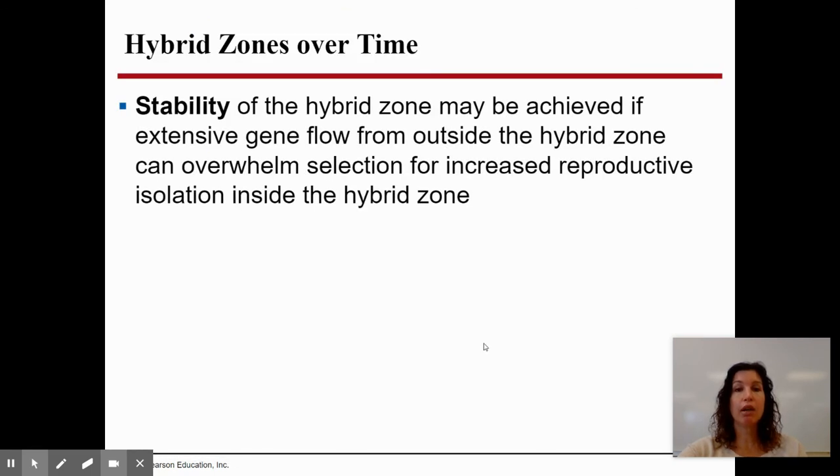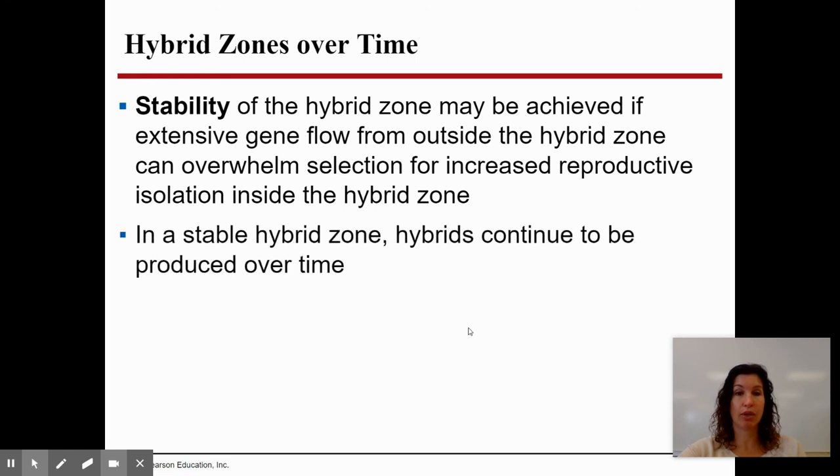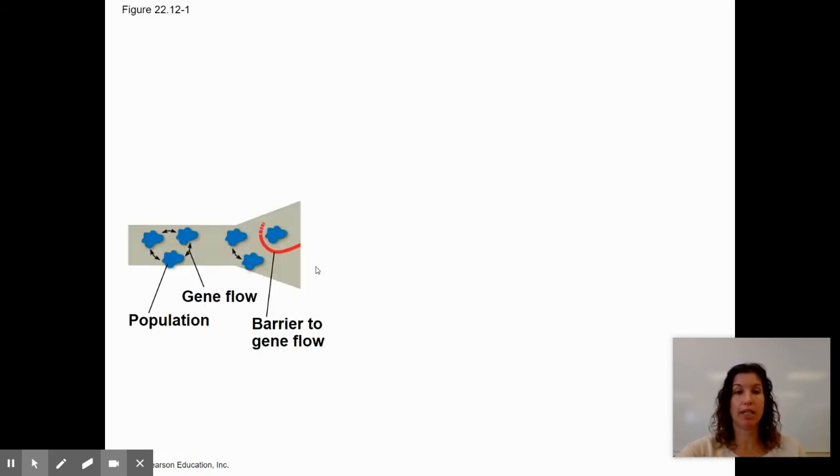And then stability may be achieved if extensive gene flow from outside the hybrid zone can overwhelm selection for increased reproductive isolation inside the hybrid zone. So hybrids are continuing to be produced, but they're not increasing or decreasing. It's just kind of a maintenance. So stability is just kind of where they're maintained.